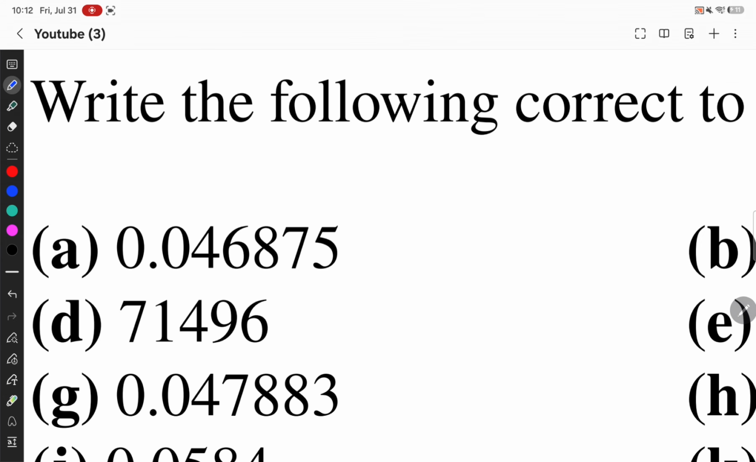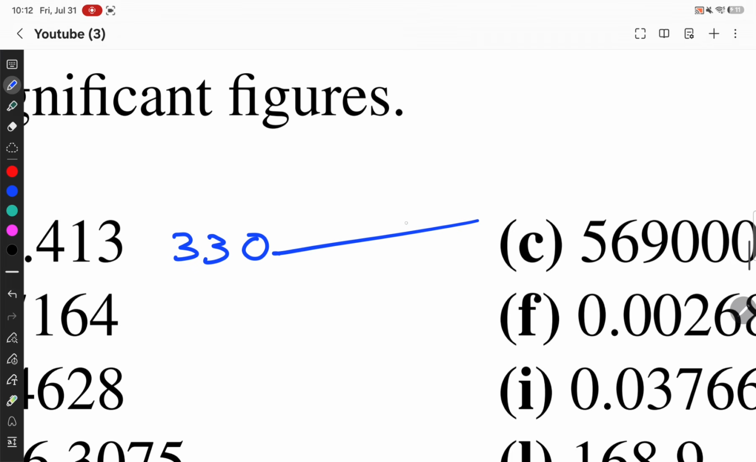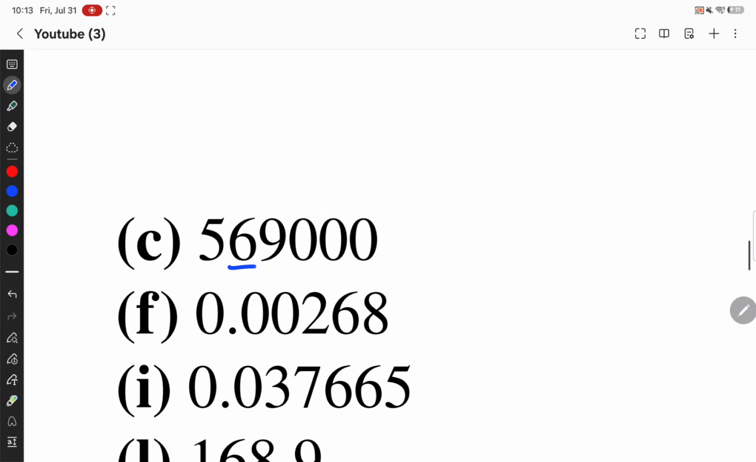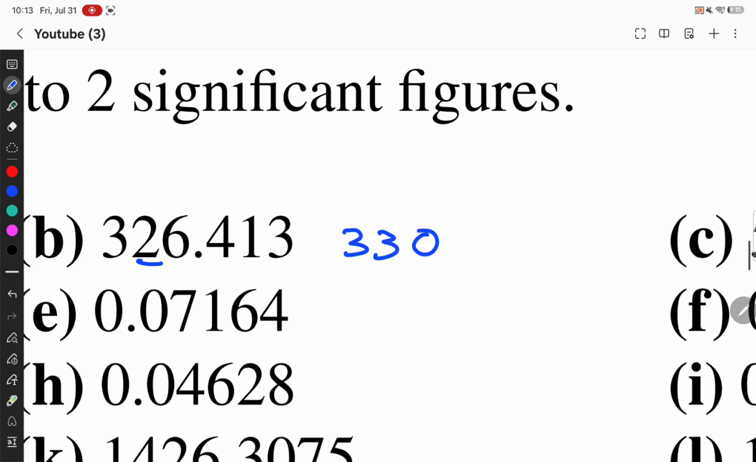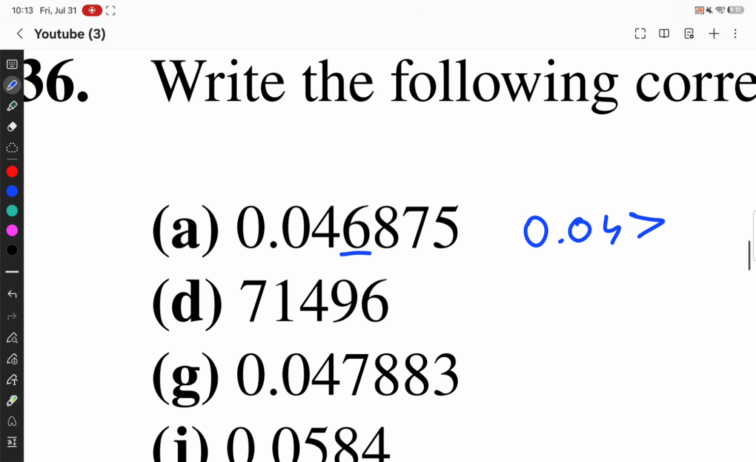To two significant figures, 1, 2. Remember, use your significant figure rules. This is 0.047, 330. Now the remaining values, it's okay, you guys can write them, but it is generally not important. Okay, two significant figures, 57, 1000. Okay, remember, before the decimal you have to write it, please, come on. But after the decimal, it's okay if you do not include it.